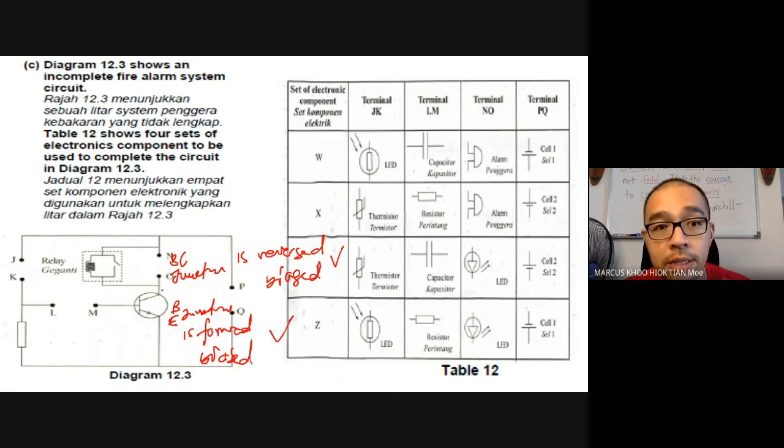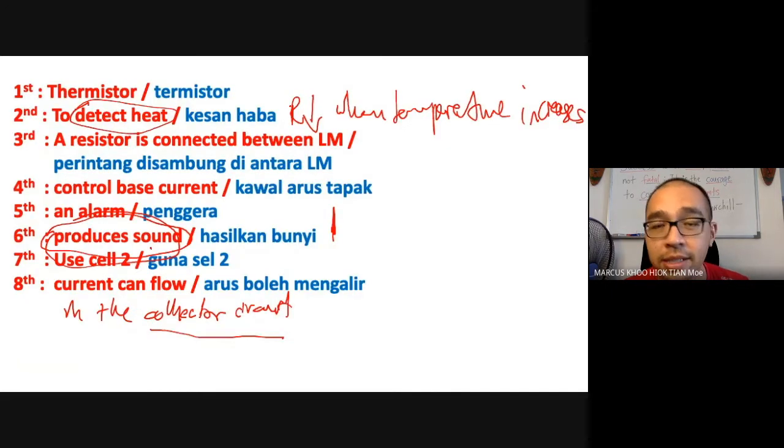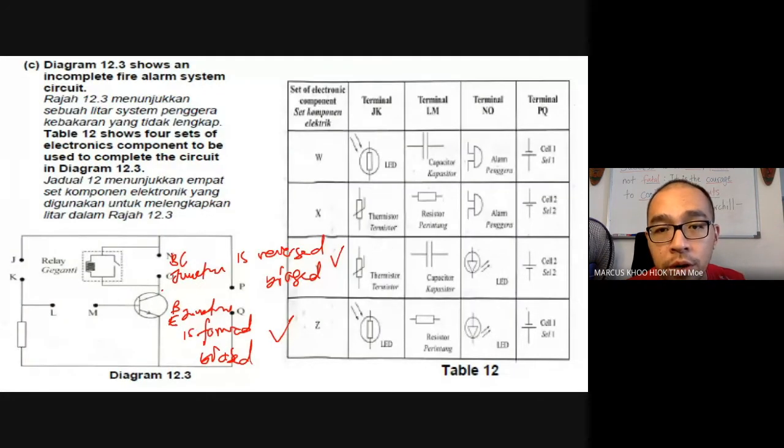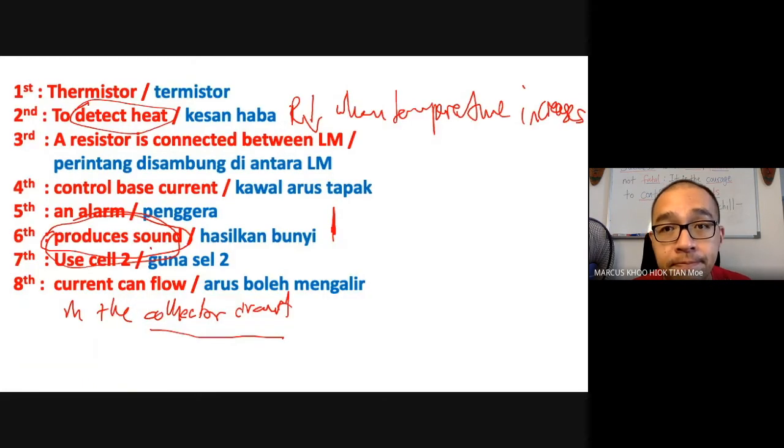Okay, the answer for this. But the simple answer is because current can flow in the collector circuit if you arrange it that way, in cell 2. Arus boleh mengalir kalau kamu letak bateri macam ni. If you terbalikkan, arus tidak boleh mengalir, full stop. But if you want to say reverse bias and forward bias, you need to mention both junctions, as I said before. In a transistor, there are two junctions. So you need to tell me which junction is reverse and which junction is forward, in order for you to get the full 1 mark.